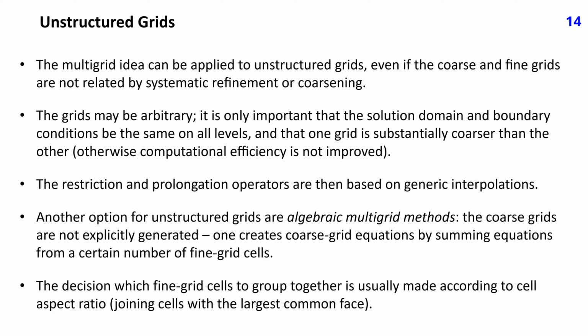Another option for unstructured grids are algebraic multigrid methods. The coarse grids are not explicitly generated. One creates coarse grid equations by summing equations from a certain number of fine grid cells. The decision which fine grid cells to group together is usually made according to cell aspect ratio, joining cells with the largest common face.